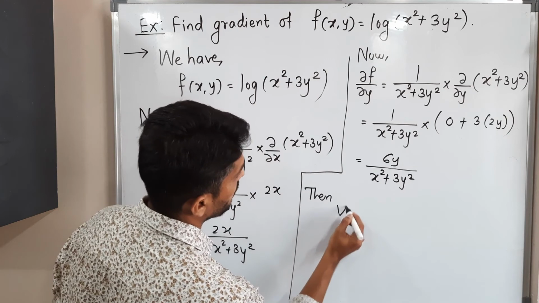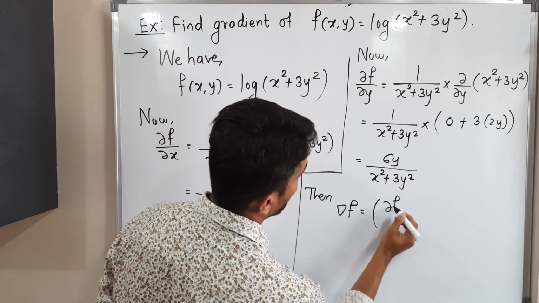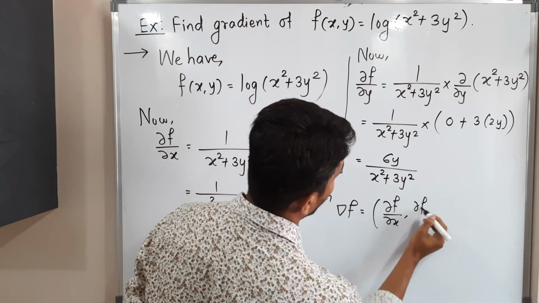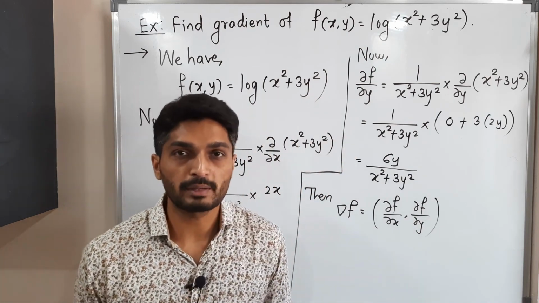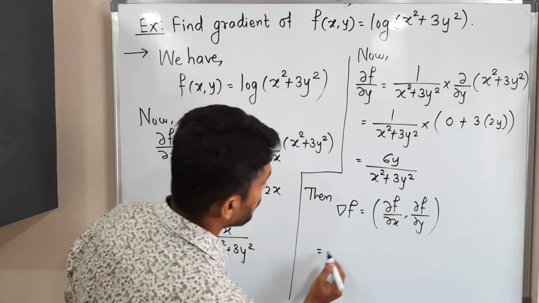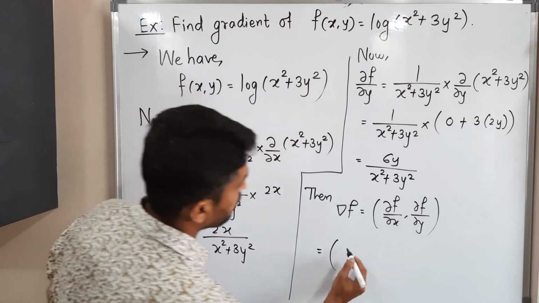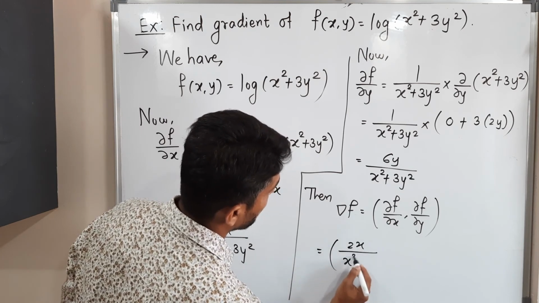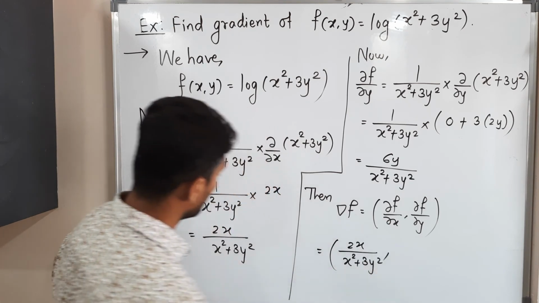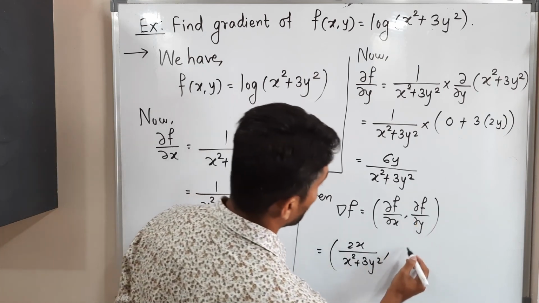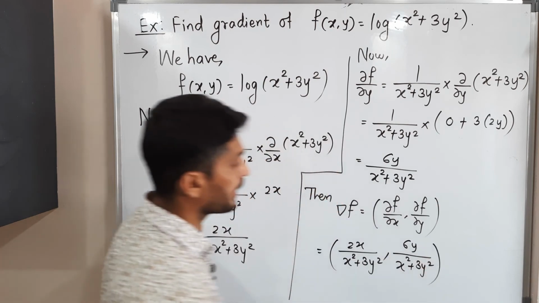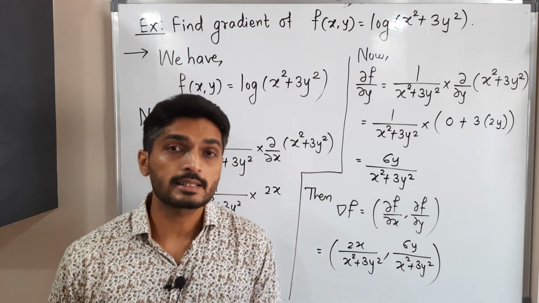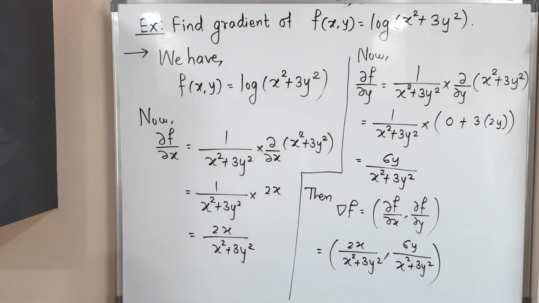Then the gradient of f, you know its formula, del by del x, and the second component del by del y. f is a function of two variables only, x and y, so there is no del by del z. So this is equal to del by del x, the value we have got, 2x upon x square plus 3y square, and the second component del by del y, 6y upon x square plus 3y square. This is the required answer, provided, again I will say, x and y are non-zero. It should not be equal to 0 simultaneously. Thank you. Bye bye.